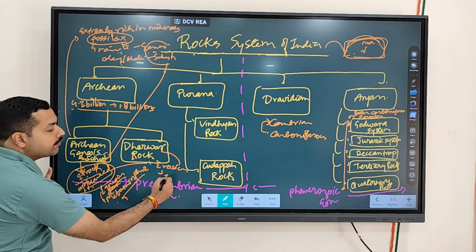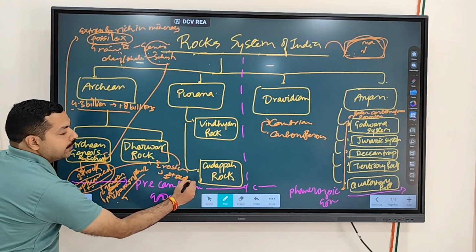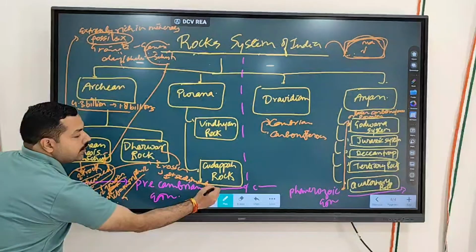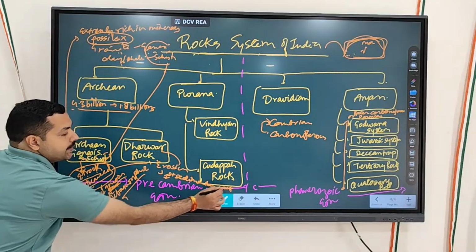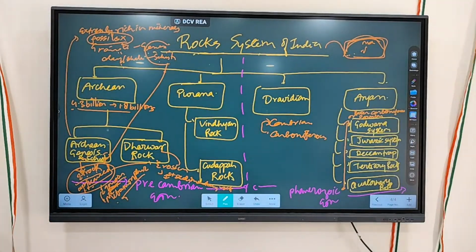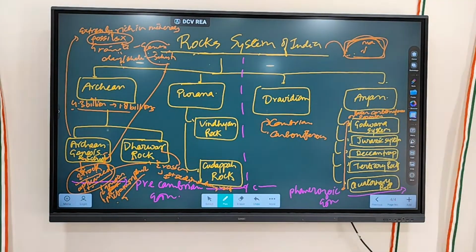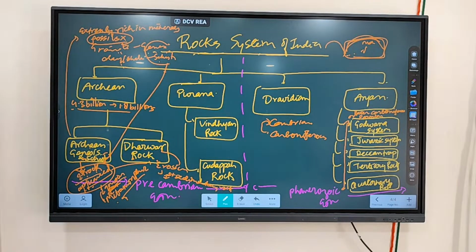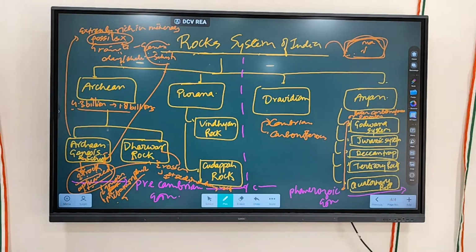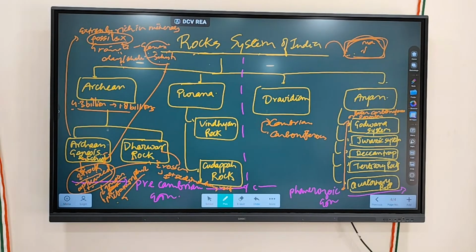And Dharwar rocks are which type of rock? These are the first sedimentary rocks on the earth's surface. These are the first sedimentary rocks that are formed onto the earth's surface. Clear? So Dharwar rock is which type of rock? These are the first sedimentary rocks. Why are these named Dharwar rock? You know that they were first detected in the Dharwar region. That's why it is named after Dharwar. So Dharwar rocks are the first sedimentary rocks formed on the earth's surface.